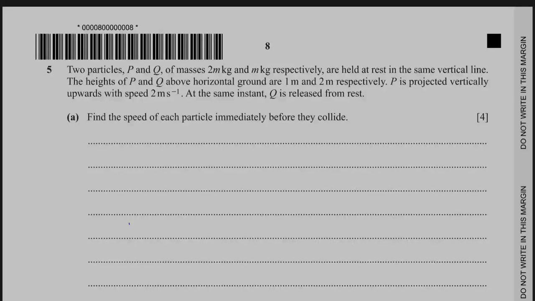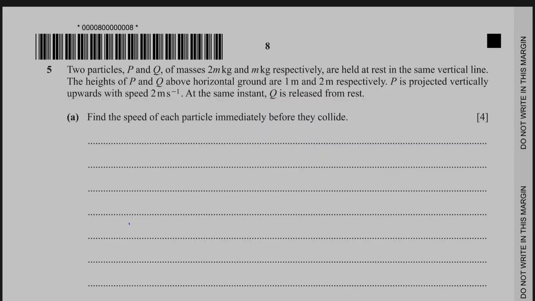Hey there, let's discuss a problem from mechanics today, and let's read the problem. Two particles, P and Q, of masses 2m kilograms and m kilograms respectively, are held at rest in the same vertical line. The heights of P and Q above horizontal ground are 1 meter and 2 meters respectively. The particle P is projected vertically upwards with a speed of 2 meters per second. At the same instant, Q is released from rest.